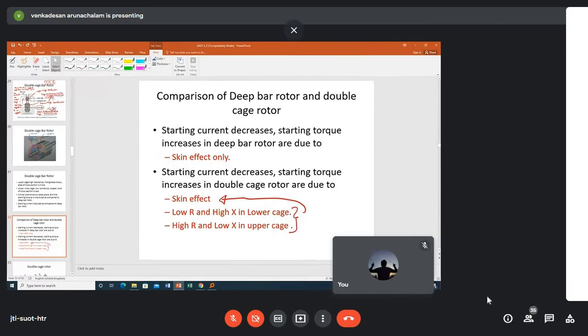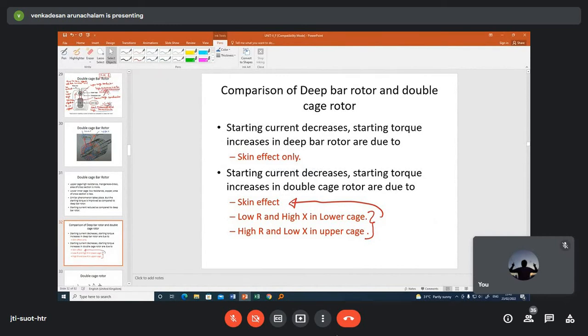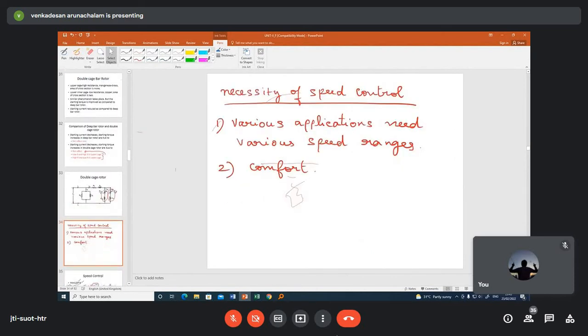Starting method is done. Now the next topic in Unit 2 is speed control methods. So what is the necessity of speed control? It is very similar to DC motor speed control. Various applications need various speed ranges. That is the first necessity. The second necessity is comfort. If the climate is very cold, you need to decrease the speed of the fan. If the climate is very hot, we will increase the speed of the fan. So these are all the necessities of speed control.